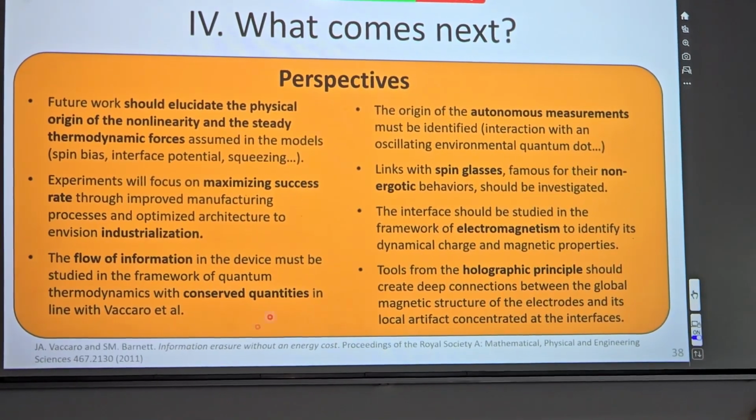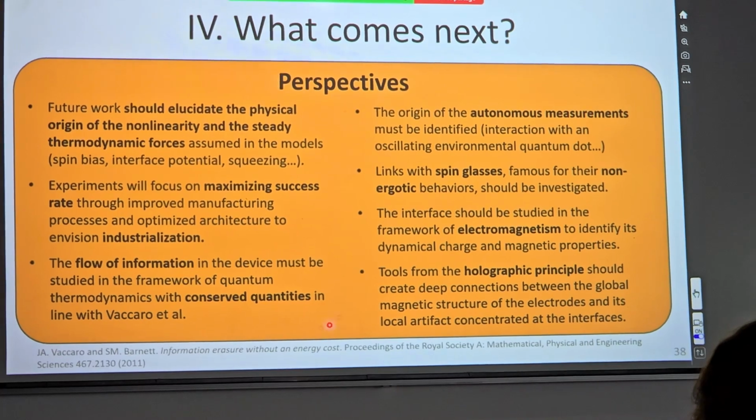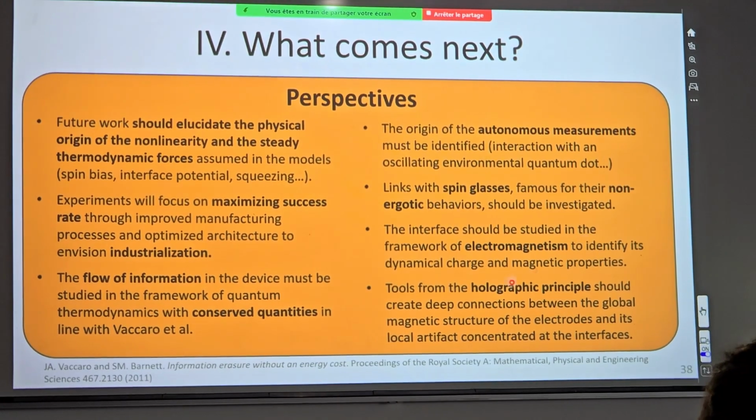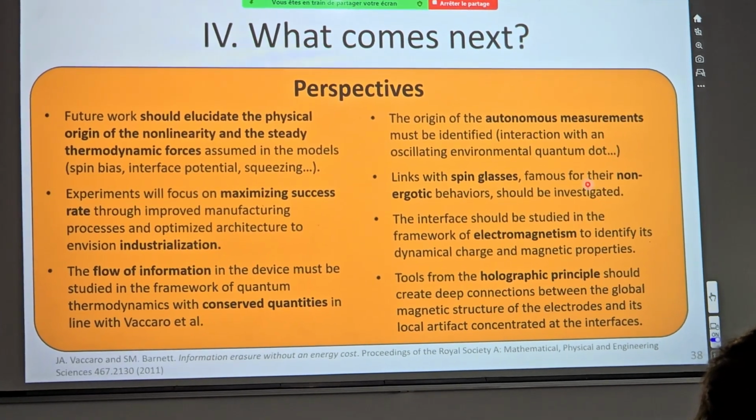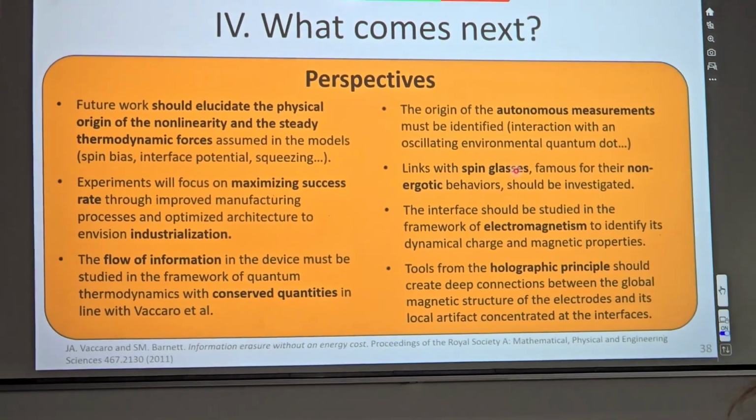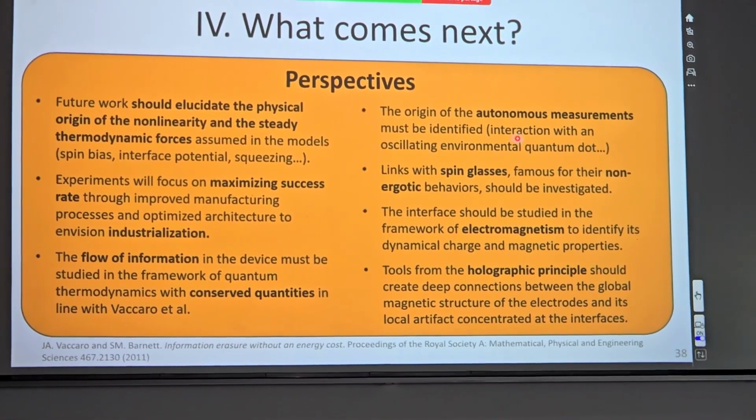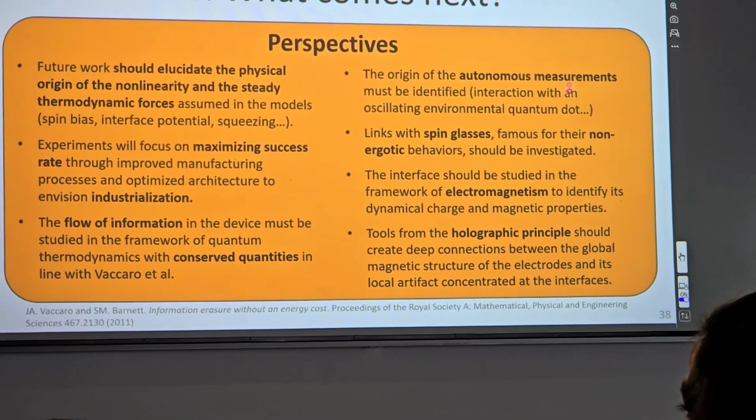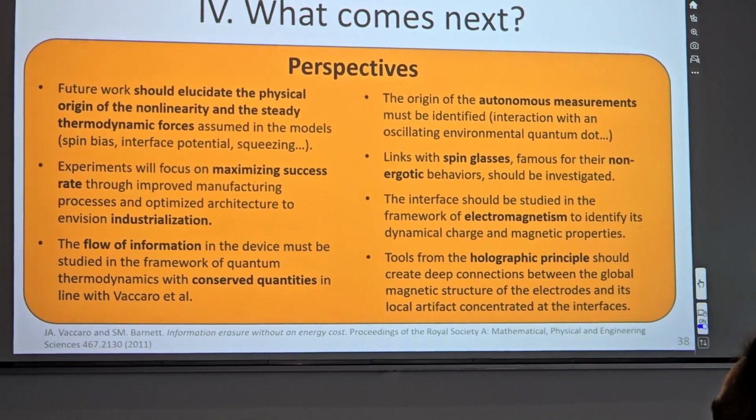And finally, the flow of information in the device must be studied in the framework of quantum thermodynamics with conserved quantities, in line with the work of Joan Vaccaro. Other leads can point towards the link with spin glasses, with the electromagnetism of the interface, with the holographic principle, and with the measurement problem in order to identify the source of these autonomous measurements. And I will stop here.